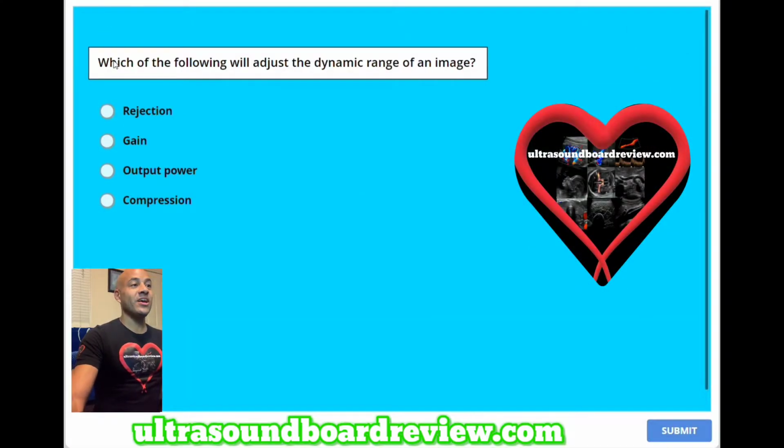Question number 6. Which of the following will adjust the dynamic range of an image? A. Rejection. B. Gain. C. Output power. Or D. Compression. The answer is D. Compression.